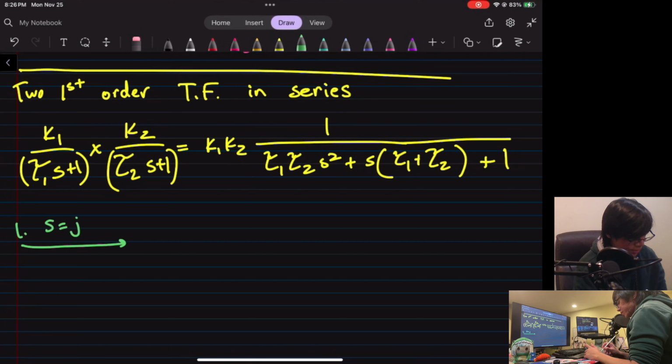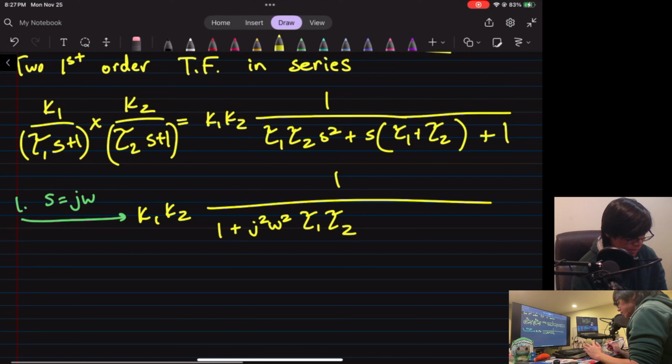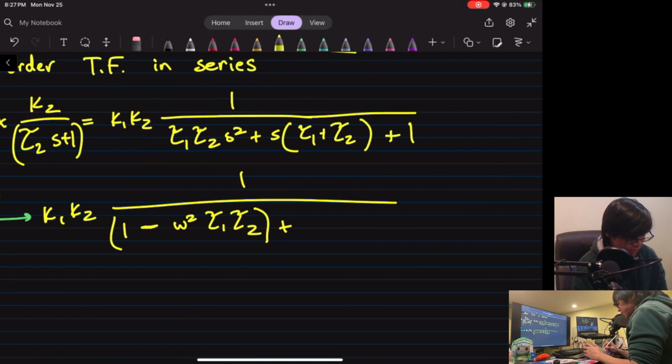We do our usual steps that I mentioned before. s equals j omega to get into the frequency domain. So k1 k2, and I'll put the 1 in front. Since we have s squared, we know the j squared becomes negative. So this first term becomes plus j squared omega squared tau 1 tau 2, and this j squared is a negative 1, so I'll make it 1 minus all of that. And the second term, we have just j omega, tau 1 plus tau 2.